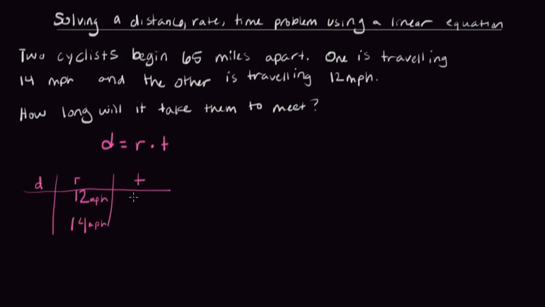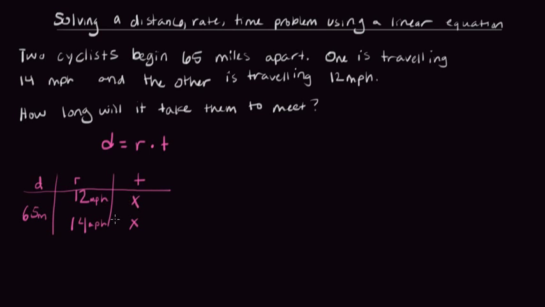So let's call this x. This is our unknown. And it's the same for both. So both of them are going to travel for the same amount of time. And then the distance, well, we don't know individually how far they're going to travel, but we know that together they're going to travel 65 miles, right?